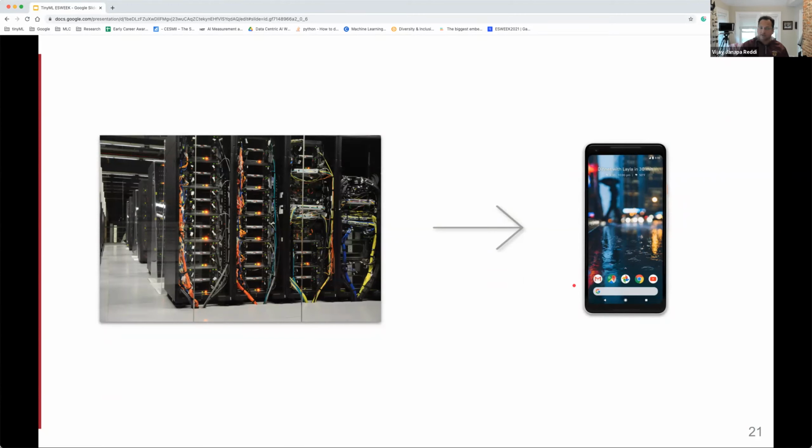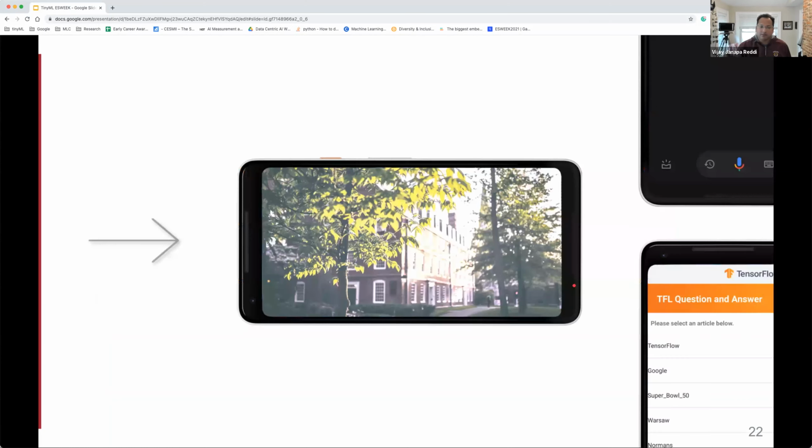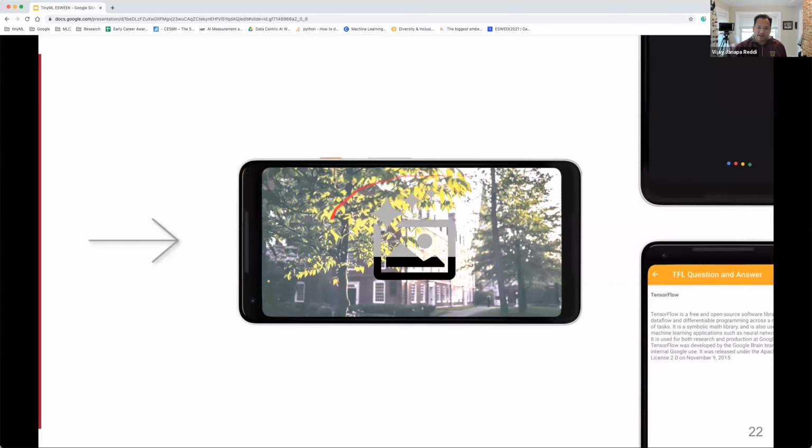There are lots of benefits to doing this, right? The most obvious one being that your data is just sitting on your phone. It's not going up into the cloud, because who knows what is actually happening with that, right? We can do things like image enhancement.